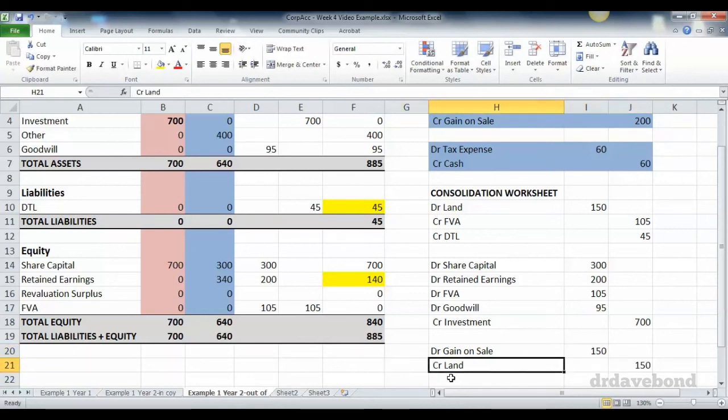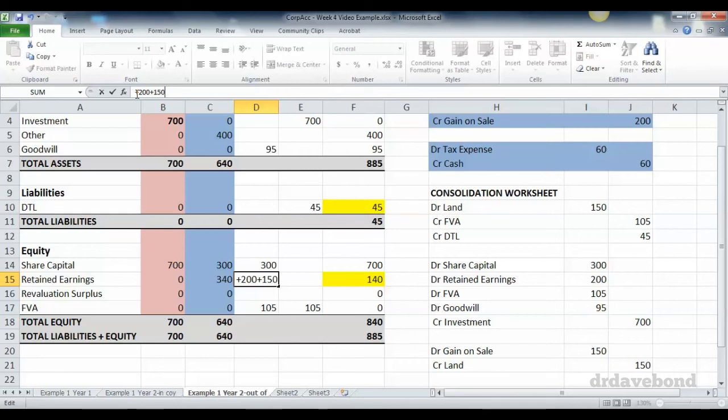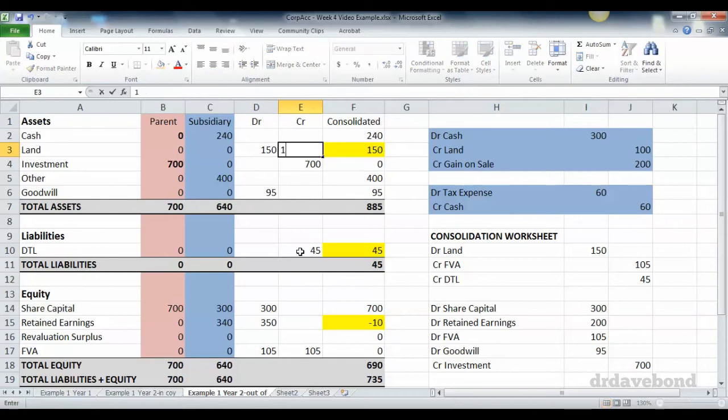Now, the land is carried too high at 150. So we credit land and that will bring it down. The other effect is, from the group's point of view, the group has sold land valued at $250,000, so it's only made a $50,000 gain. But from the subsidiary's point of view, it's made a $200,000 gain. So that's actually $150,000 too much in terms of the gain that's being recognized. So we need to reduce that by debit gain on sale. If you take those two in, retained earnings already has a debit in there, so let's add another one. We end up with $350, and land is credited $150. And so that gets the land sorted out. That's looking good.